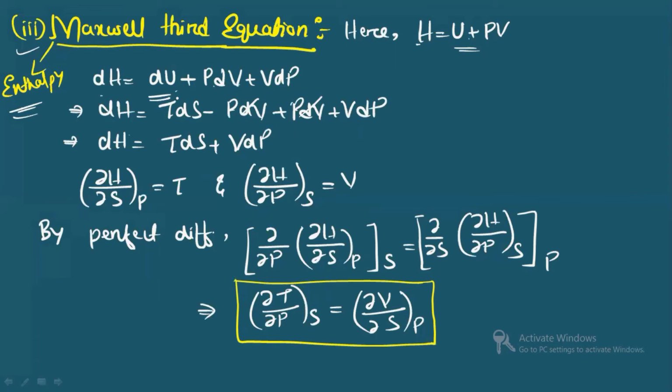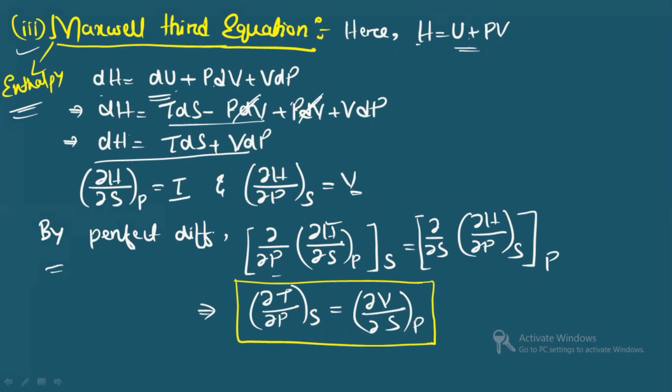Again, if you substitute dU from the first law of thermodynamics, TdS minus PdV, PdV and PdV will get cancelled, right? dH will be equal to TdS plus VdP. So from here, the temperature can be written as del H del S at constant pressure, and the volume can be written as what? Del H del P at constant entropy. So using the perfect differential property, here also you will get the same thing, first taking the derivative with respect to S, then with respect to P. Clear? The same thing is done here.